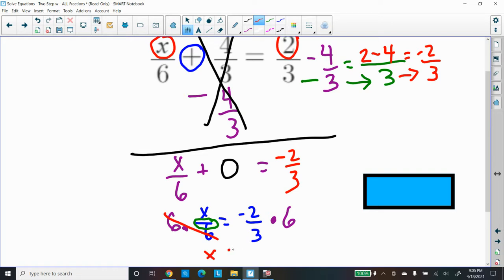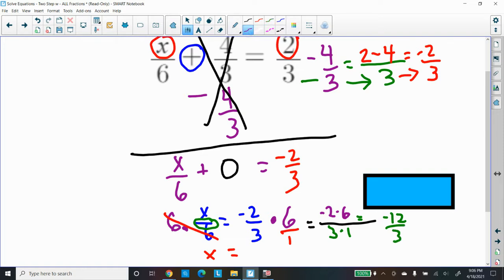And on this side, we have -2/3 times 6. Let me change the 6 to a fraction, put a 1 underneath it. If you remember how to multiply fractions, we multiply the top times the top. So that'll be -2 times 6. And we multiply the bottom times the bottom. That'll be 3 times 1. -6 times 2 is -12. And 3 times 1 is 3.